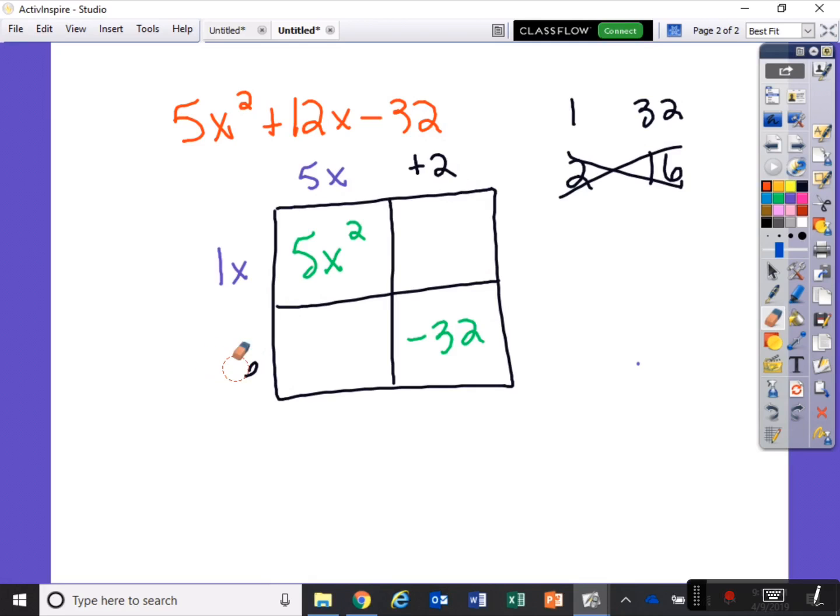Alright, so that didn't work. So 2 and 16 are out. What would come after 2? Does 3 go into 32? No. We already decided that that wouldn't work, right? It's going to be way too big. 4 and 8.